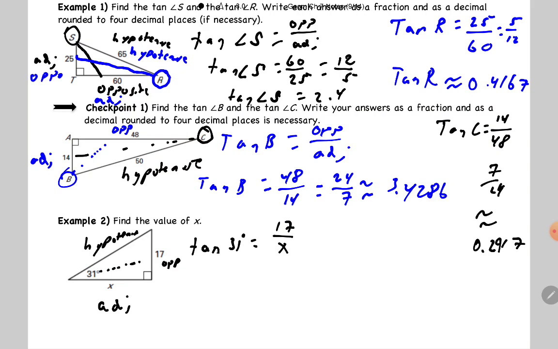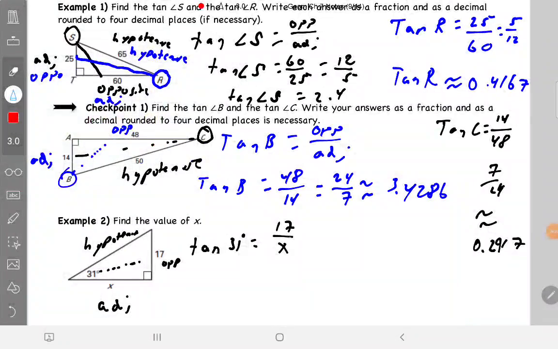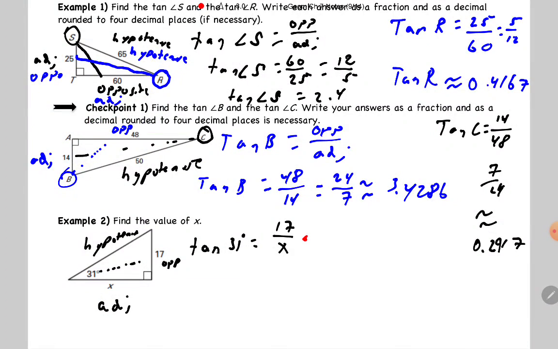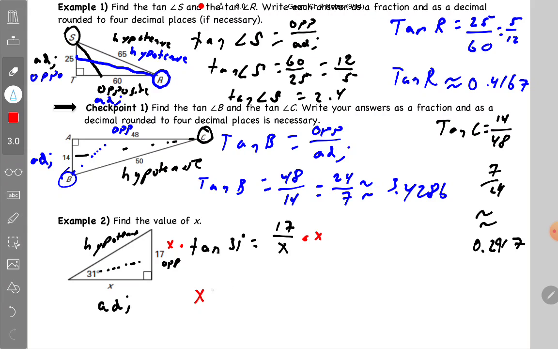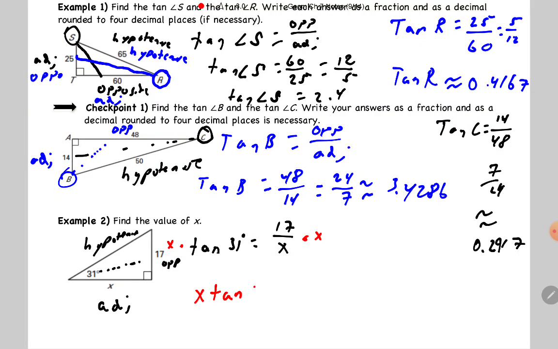What we're going to do, to get x by itself, is, since x is in the denominator, move it out of the denominator by multiplying both sides by x. So x times the tangent of 31 degrees.